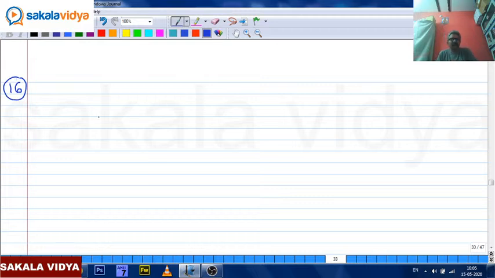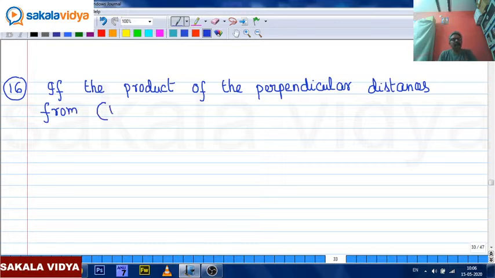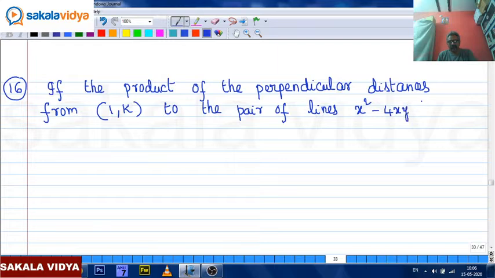16th, if the product of the perpendicular distances from (1, k) to the pair of lines x square minus 4xy plus y square is equal to 0 is 3 by 2.